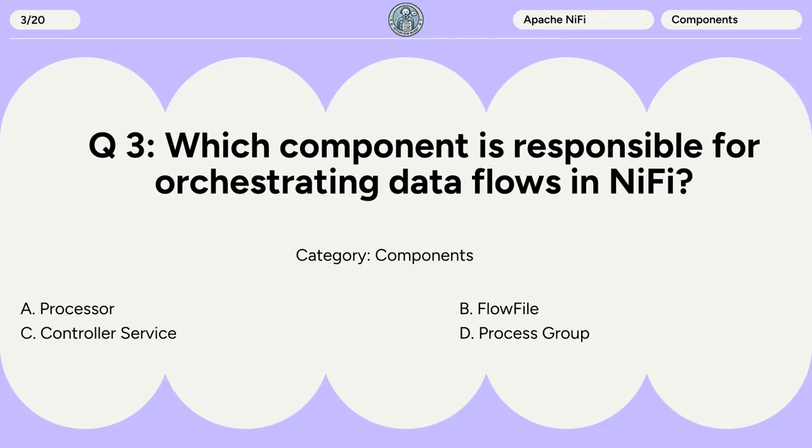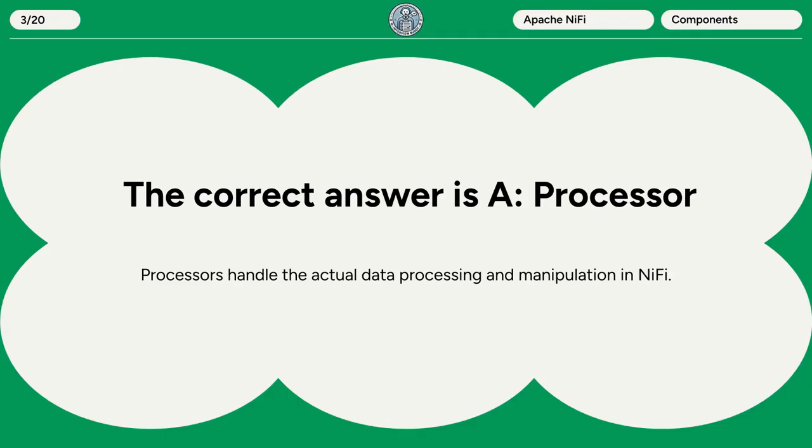Question 3. Which component is responsible for orchestrating data flows in NiFi? A. Processor. B. Flow file. C. Controller service. D. Process group. The correct answer is A. Processor. Processors handle the actual data processing and manipulation in NiFi.